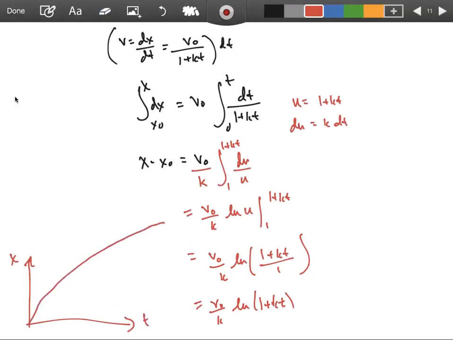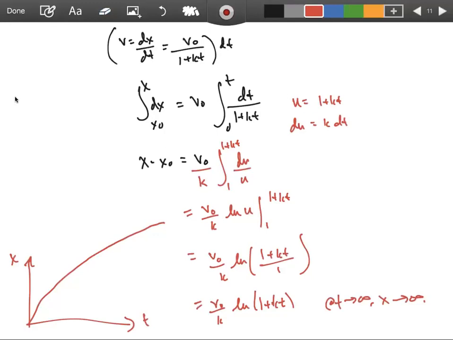Which basically means that as time goes off to infinity, the distance this thing travels is also going to go to infinity. So as t goes off to infinity, x also goes to infinity. What this means is, unlike the previous case, where the other one went a finite distance, this one is actually going to trickle all the way out to infinity.